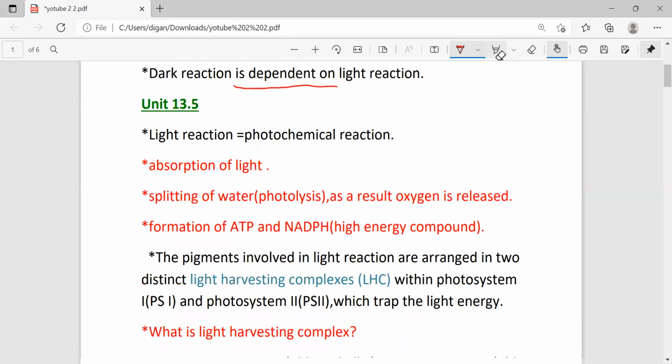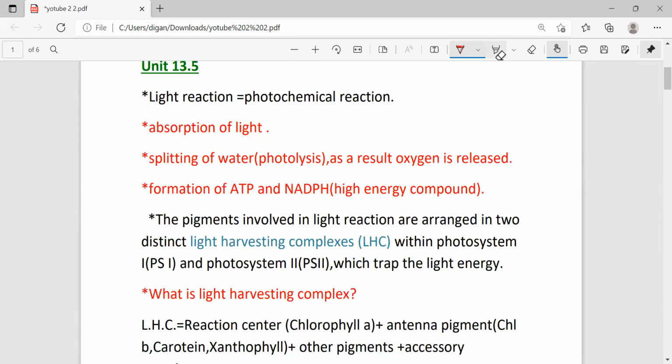So light reaction is the first point. You have to remember, light reaction is a photochemical reaction. Photo means light. So in this type of reaction, a chemical reaction takes place with the help of light. That's why it is known as photochemical reaction. Second point, you have to remember what takes place in light reaction.